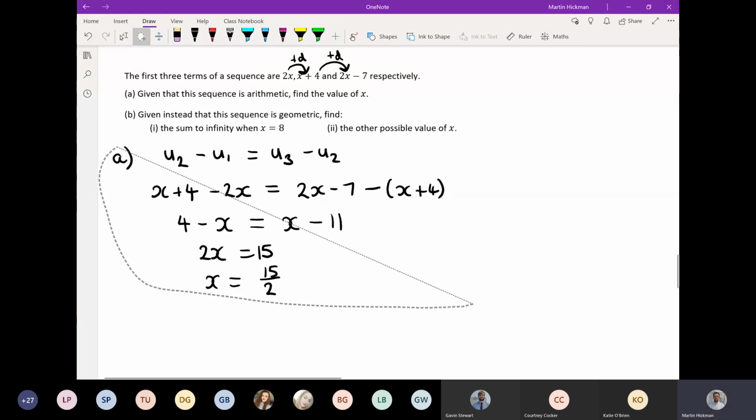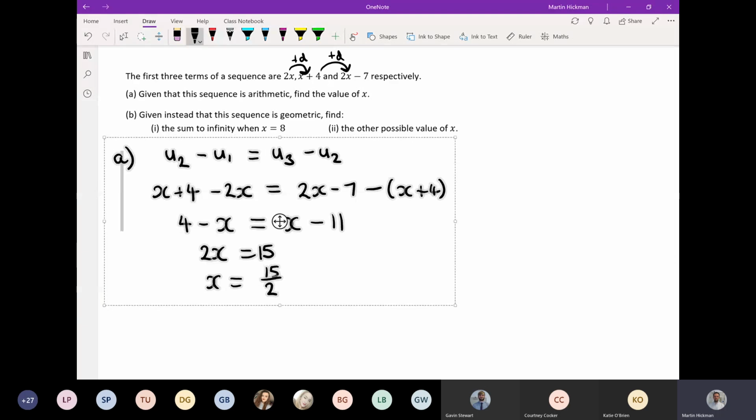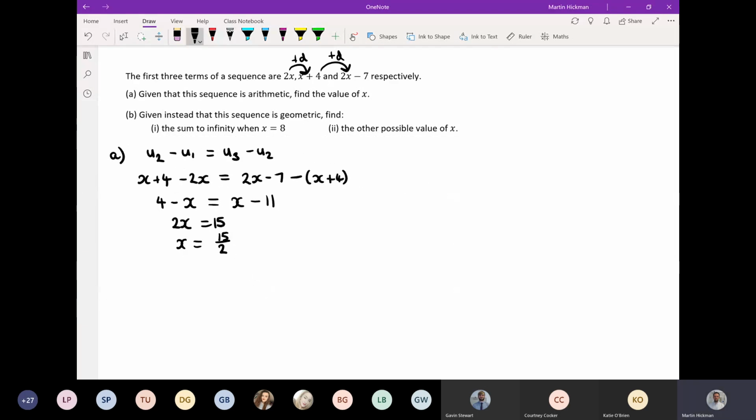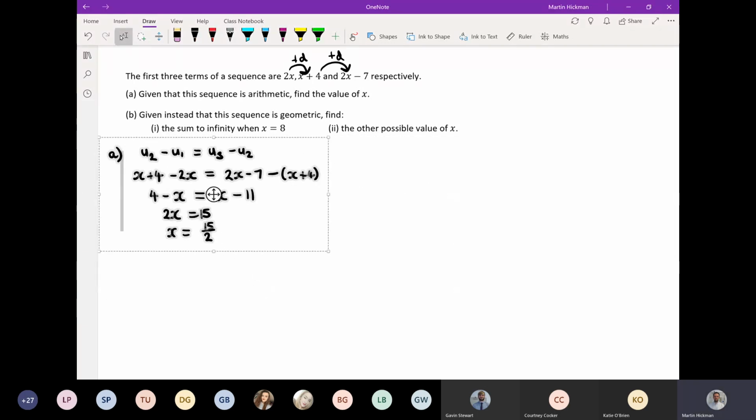Okay, and so I'm just going to make that a little bit smaller, so give me room for the next part. Again, let me know if there's any questions. Now, part B says, given instead that the sequence is geometric, find the sum to infinity when x equals 8.